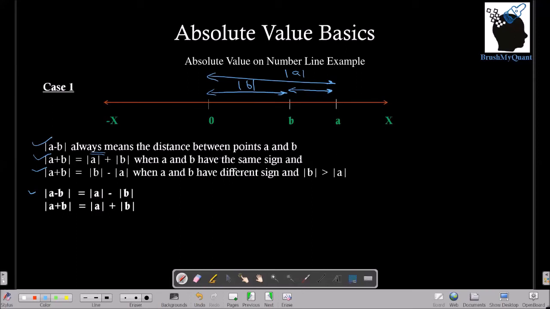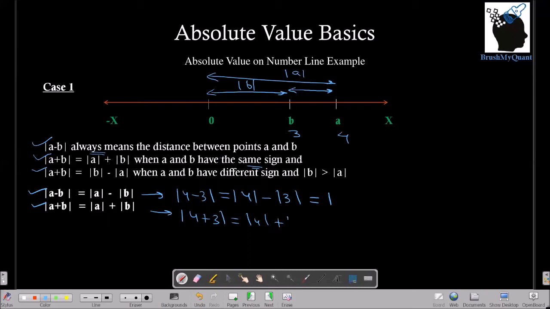So mod of a minus b will be equal to mod a minus mod b, and mod of a plus b, since they have the same sign, will be nothing but equal to mod a plus mod b. Let's take an example. So let's say b is equal to 3 and a is equal to 4. So what we are saying is mod of 4 minus 3 will be equal to mod 4 minus mod 3, which is 1. And in the second case, mod of 4 plus 3 is equal to mod 4 plus mod 3, which is 7.